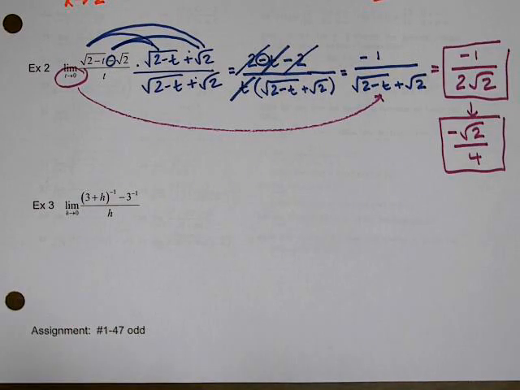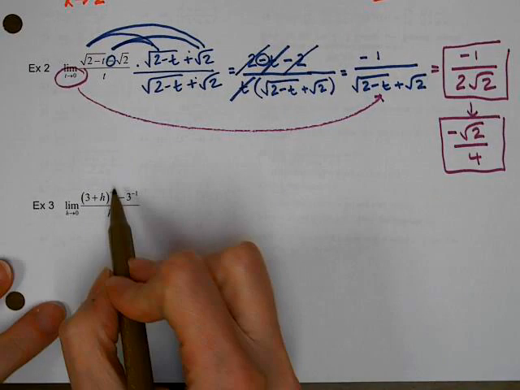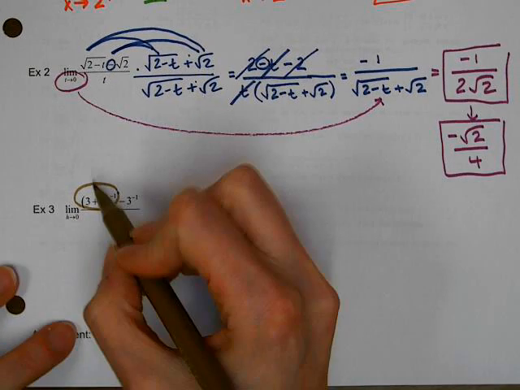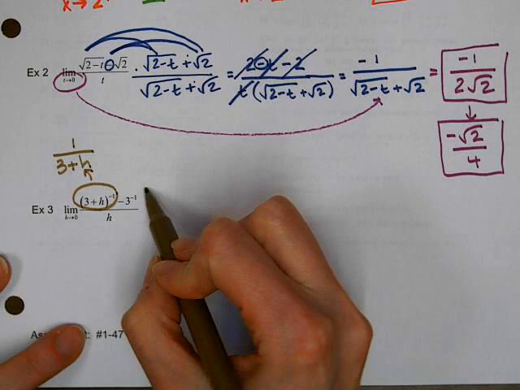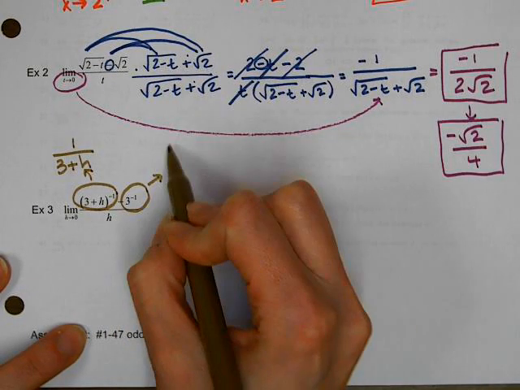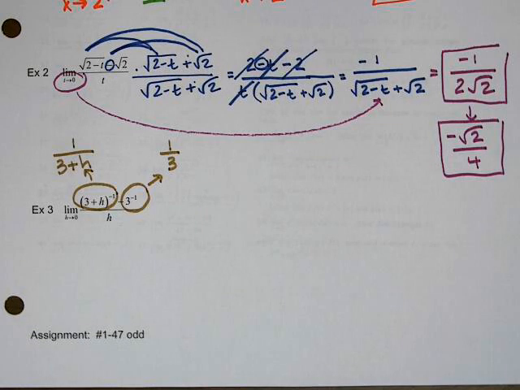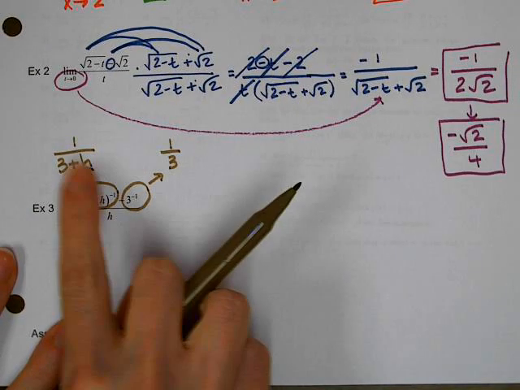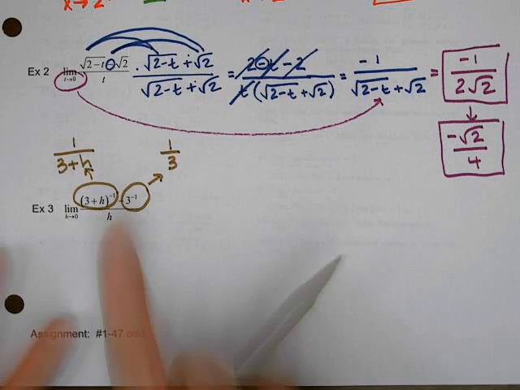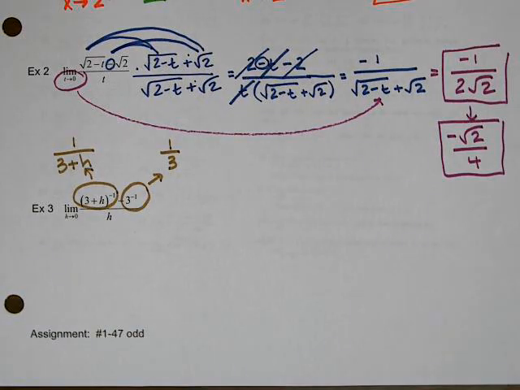All right, and then this last one is a little different. Hopefully you guys remember from algebra that if you raise something to a negative power, it just flips it and it becomes a fraction of itself. So this is actually going to become 1 over 3 plus h. And 3 to the negative 1, hopefully you guys know, is just 1 over 3. And now we're just going to have to simplify. Because if you plug in 0, you're going to get 1/3 minus 1/3, which is 0 over 0, which we can't do, so we have to use one of our tricks.